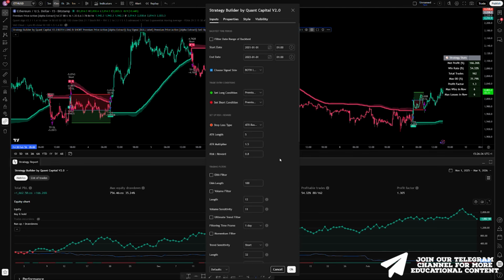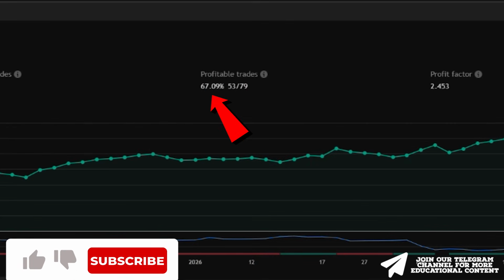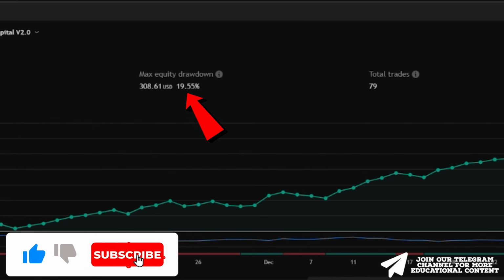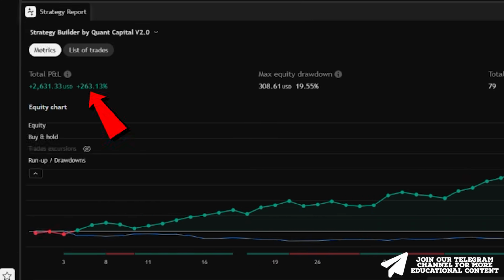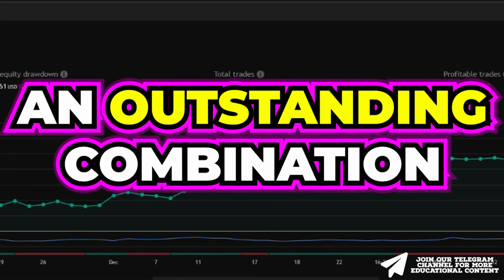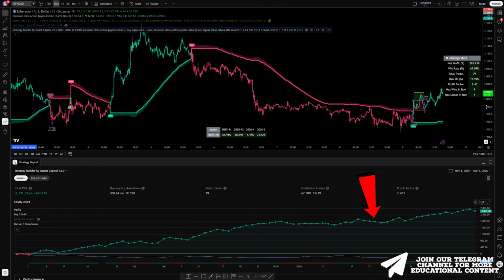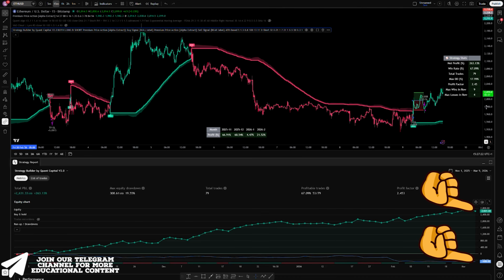So head to the Builder settings, where our filter is already built in and optimized, and switch it on. Voila! We boosted the win rate to 67%. Lowered the max drawdown to 19%, and got an even higher net profit of 263% from only 79 trades, an outstanding combination. Looking closer, the strategy achieved 9 consecutive winning trades compared to 4 losses in a row. The equity curve is amazing, and as always, the strategy significantly outperformed a buy-and-hold approach.